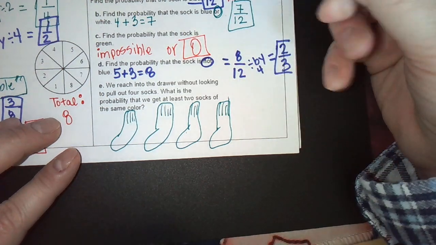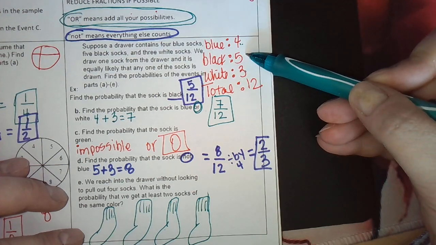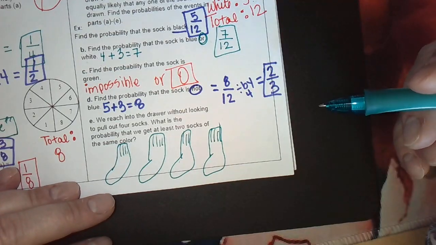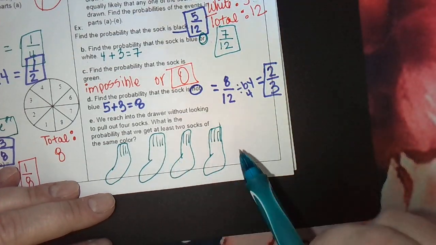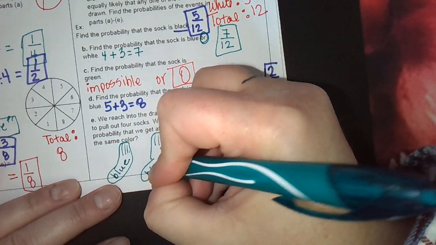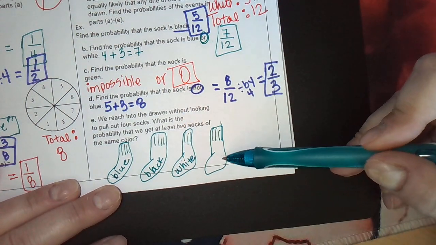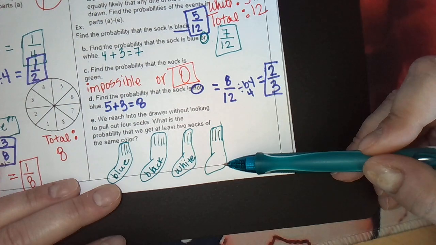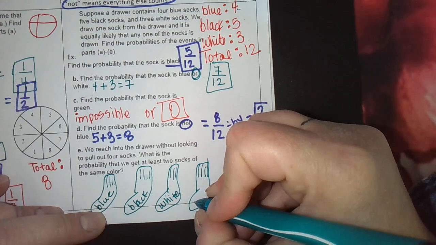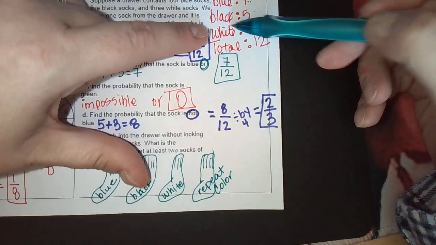So let's look at the socks in our drawer. We had 4 blue, 5 black, 3 white. Let's think about this. What if we got one of every color? What if we got a blue and a black and a white? What would that 4th sock be? Well, there's no other color that it could be. So that 4th sock would have to repeat a color, because we only have 3 colors.